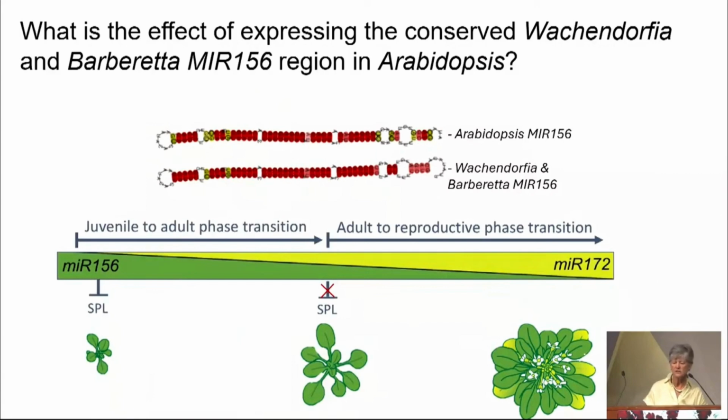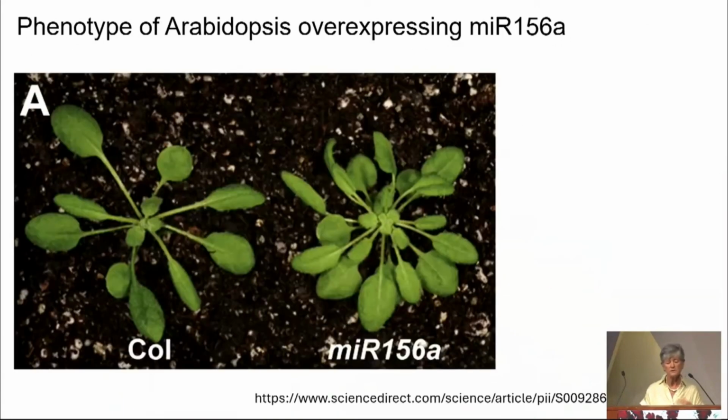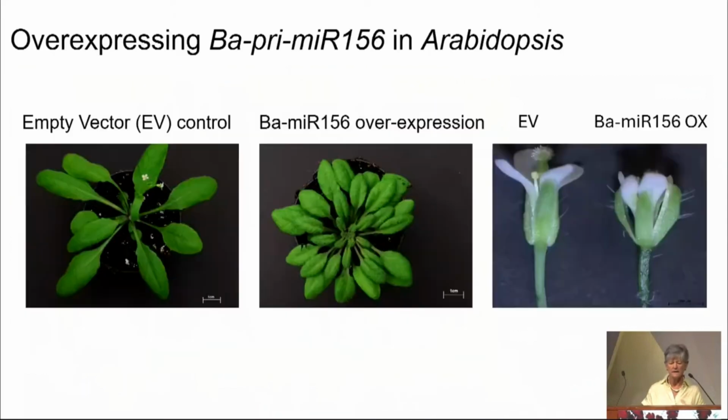So to just quickly show you, this is what the Arabidopsis overexpressor looks like. On the left-hand side is wild type. On the right-hand side, you get this retention of the juvenile phase, so multiple leaves. And if we express Barberetta aurea overexpression in Arabidopsis, we get exactly the same phenotype. So we really do think this is a proper MER156. What it's doing in Wachendorfia remains to be seen.